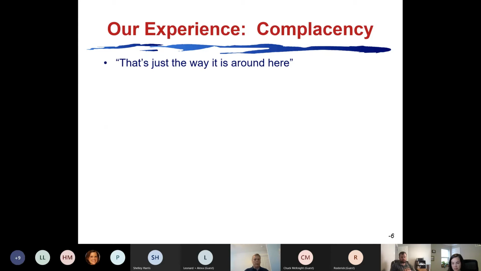These are quotes that we often hear. People say, well, look, that's just the way it is around here. You can't change that. That's the way life is. That's the way the world is in our environment. People say, we've tried all that before. We did that before, and it didn't work. So we're not interested in trying it again.